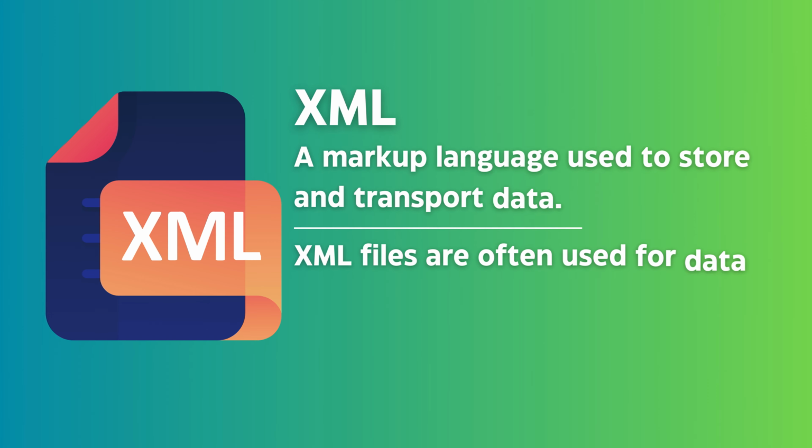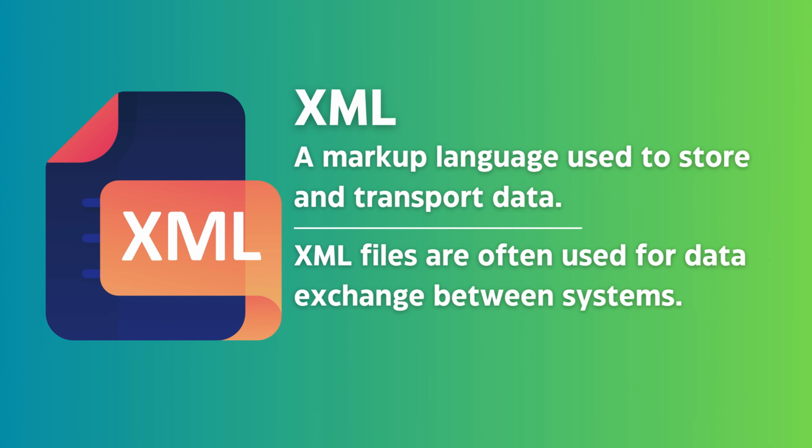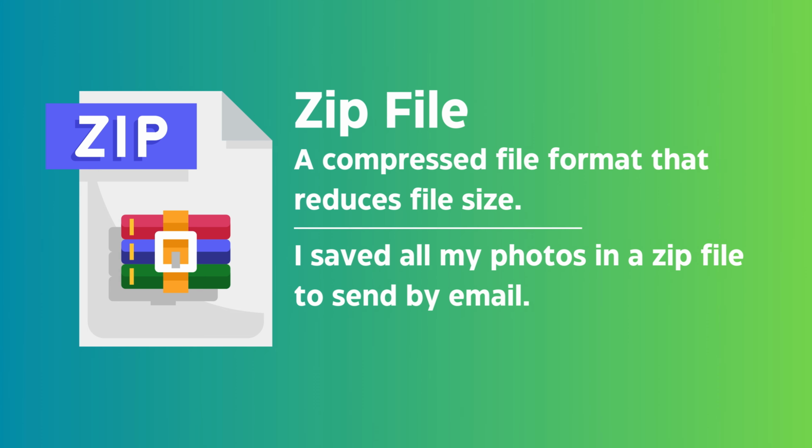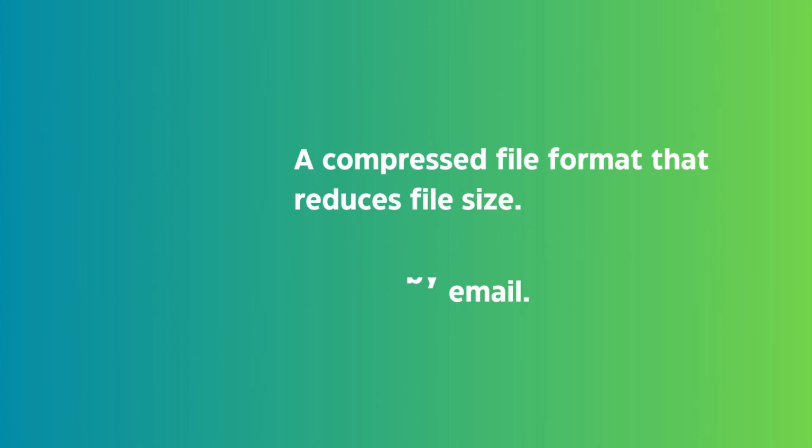XML: a markup language used to store and transport data. XML files are often used for data exchange between systems. Zip file: a compressed file format that reduces file size. I saved all my photos in a zip file to send by email.